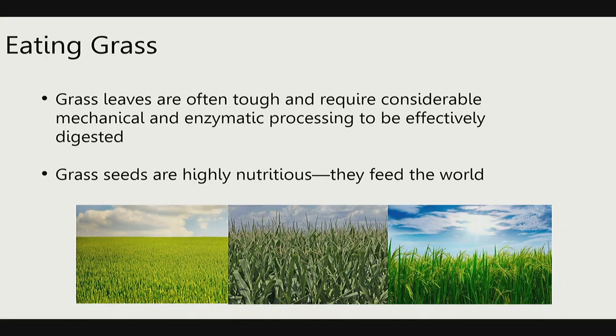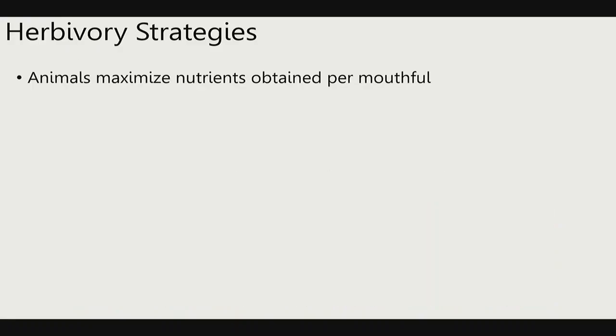In fact, we as humans have really exploited grass seeds. They feed the world. Just about all of our cereal grains are grass seeds. Things like corn, wheat, oats, barley, millet. These are all seeds from, or not millet, but all those except millet are seeds from grasses, in family Poaceae, right? But different animals have evolved to eat their grasses and their grass seeds in different ways, right?